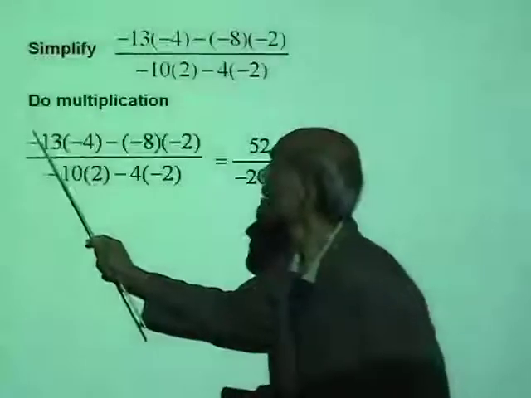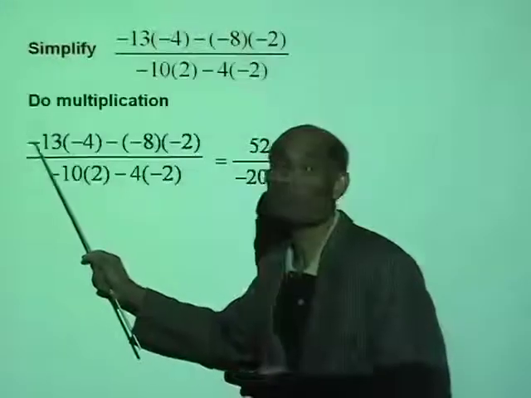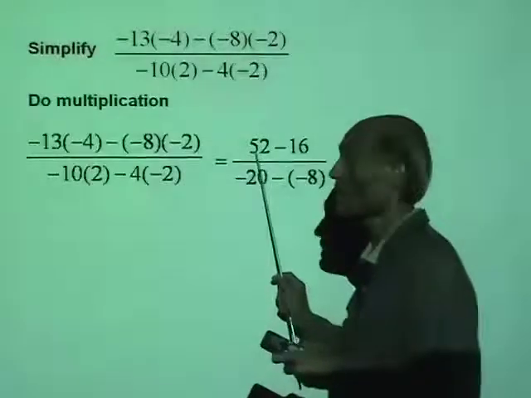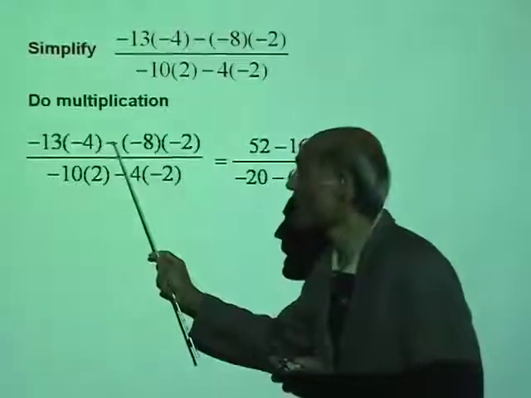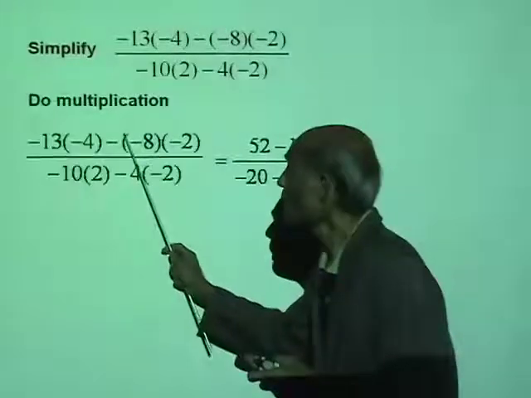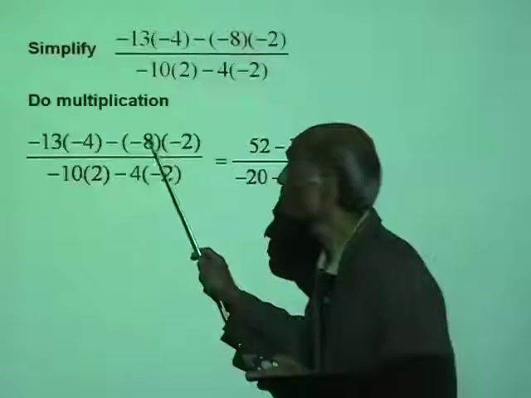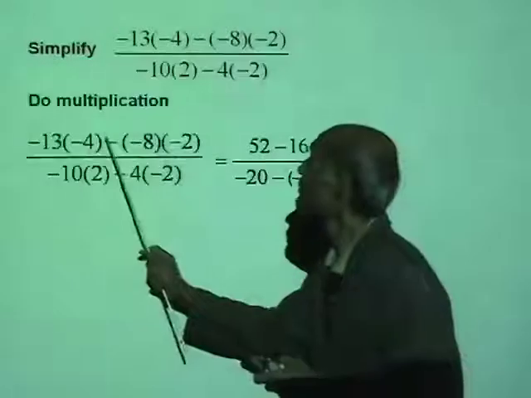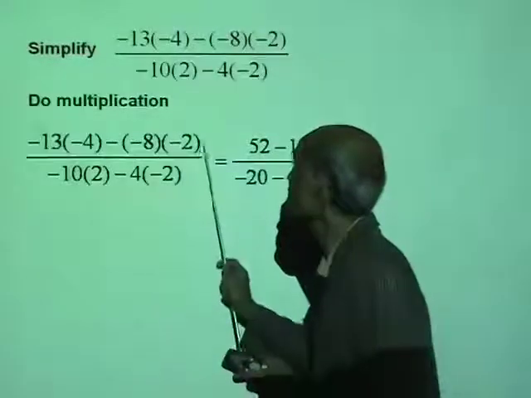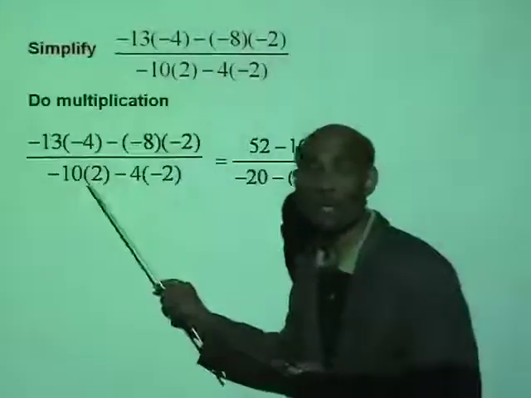That will be negative 13 multiplied by negative 4. A negative number multiplied by a negative number is positive. That's positive 52. And now followed by this negative sign, and this is that negative sign. And now, what is negative 8 multiplied by negative 2? That's positive 16. So, this will be 52 minus 16. Very well. Okay, come down to the denominator.